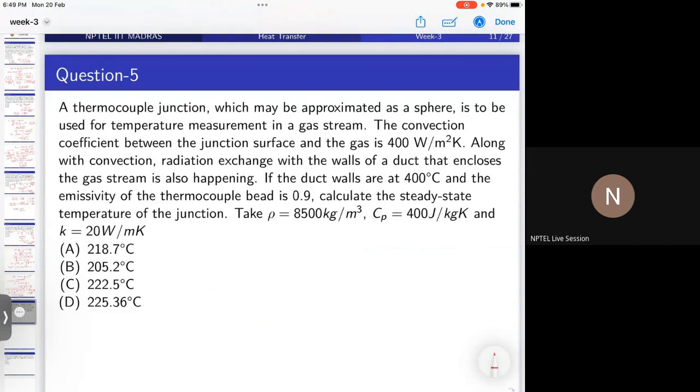Here we have a thermocouple junction, which is approximated as a sphere, to be used for temperature measurement of a gas stream. The convection coefficient between the junction and the gas is 400 watts per meter Kelvin. Along with convection, we have radiation heat exchange also. It encloses the gas. If the duct wall is at 400 degrees Celsius and the emissivity of the thermocouple bead is 0.9, calculate the steady state temperature of the junction. That is the first question.